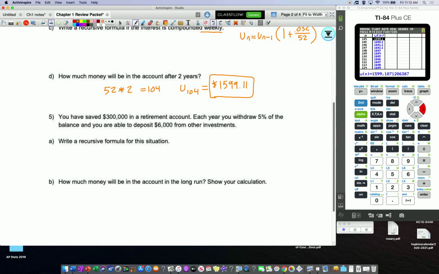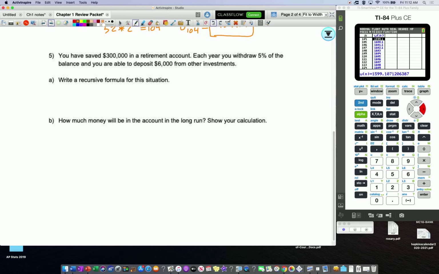All right, let's take a look at number 5. Ooh, number 5 says, you have saved $300,000 in a retirement account. Lucky. Each year you withdraw 5% of the balance and you are able to deposit $6,000 into it from other investments. Ooh, write a recursive formula for this problem. Okay? All right, so for this one, let me switch colors. Sorry, just kind of like to change it up. So u sub 0 is the starting value. So that's what we start with, $300,000.